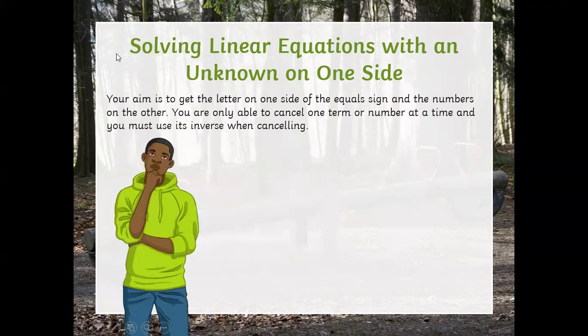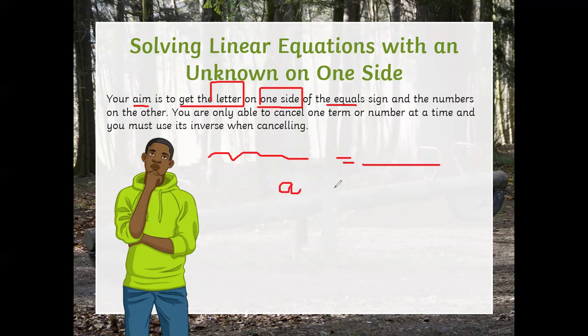All right, read this very carefully. The aim here is to get the letter, the alphabet, the unknown, on one side of the equal sign. That means they give you something equals to something else. All I want to do is get that alphabet alone on one side and the numbers on the other. You are only able to cancel one term or number at a time. Don't try to be too smart and do 2, 3 things.